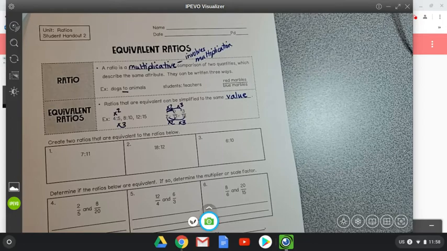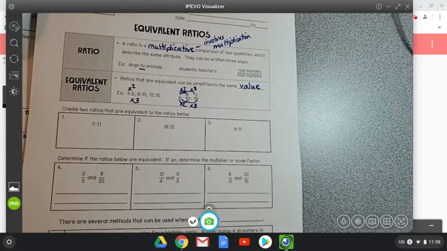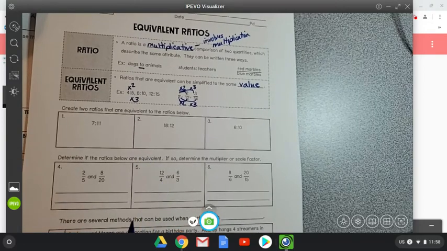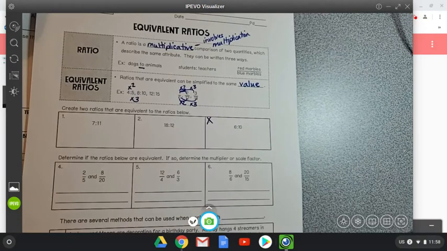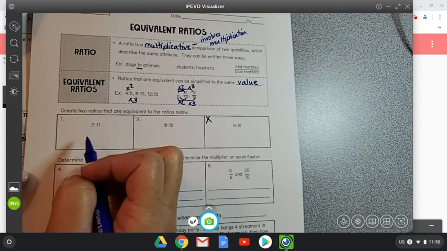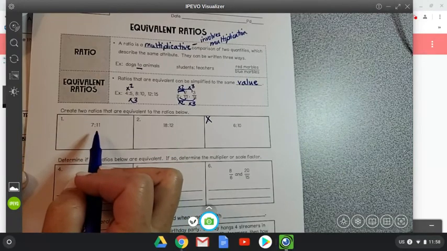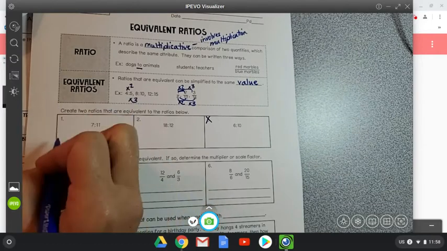All right, so I'm going to do number 1 with you, and then the Edpuzzle is going to have you do number 2, but I also want you to do it on your paper. We are going to not do number 3 right now. All right, so number 1, it says create two ratios that are equivalent to the ratio below. So I'm just going to pick a number to multiply both of these by, and that's going to give me an equivalent ratio. Let's start with something simple like 2.